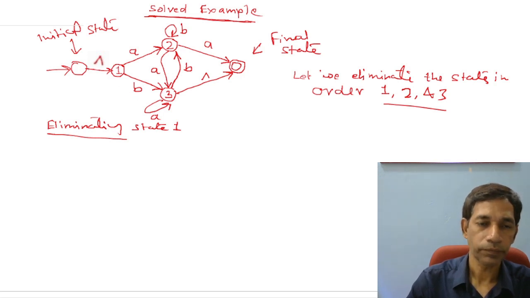And this is the initial state. You are going to the state 1 for the null transition. We are going to eliminate the states in order 1, 2 and 3. So first we are going to eliminate the state 1.